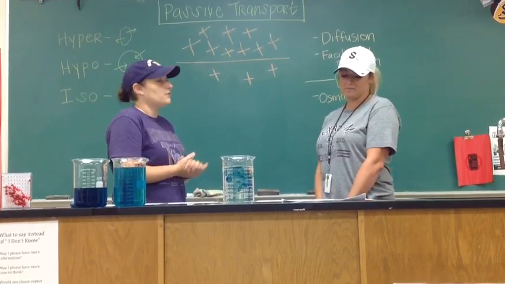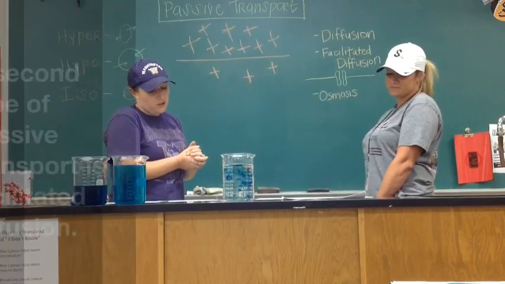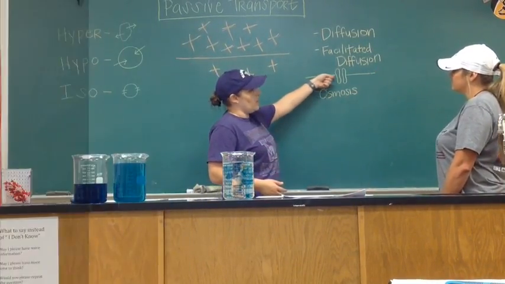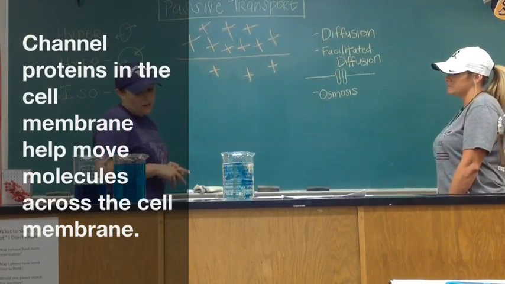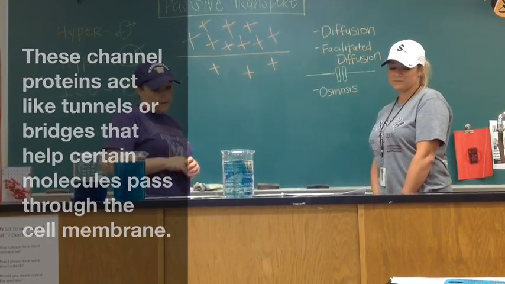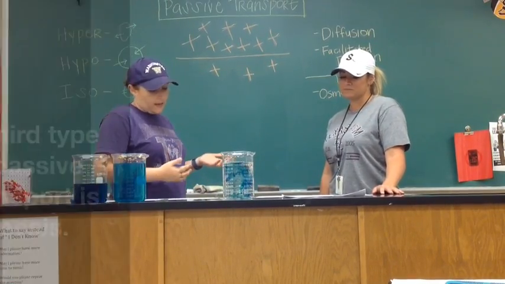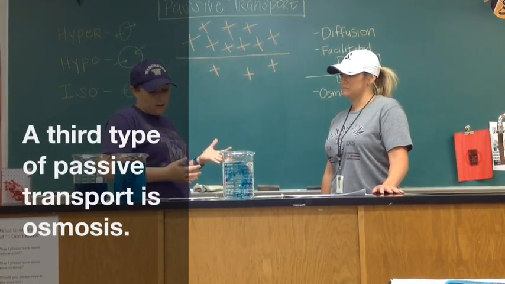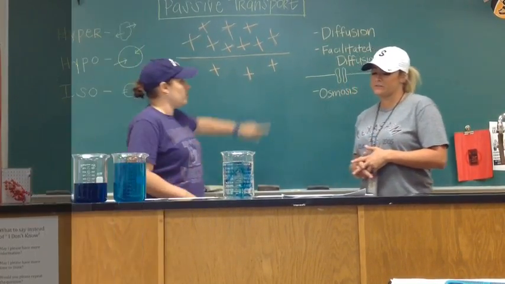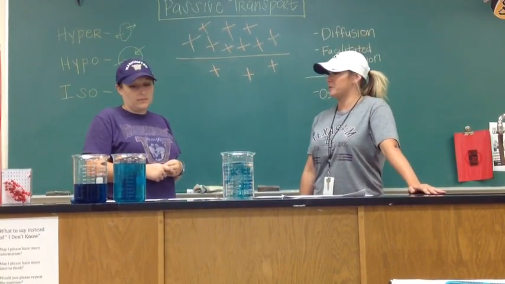Okay, so now can we talk about a second type? Yeah. The second type is called facilitated diffusion. So that's right up here. Facilitated diffusion is when channel proteins help move molecules across the cell membrane. Channel proteins are inside the membrane. They have little tunnels or bridges that the molecules can pass through. So basically facilitated just means to help. Yeah, you got it. One more type, the third one is osmosis. That is kind of like diffusion, except specifically the diffusion of water molecules across the cell membrane. Okay, so passive transport includes diffusion, facilitated diffusion, and osmosis, and this type of transport requires no energy?